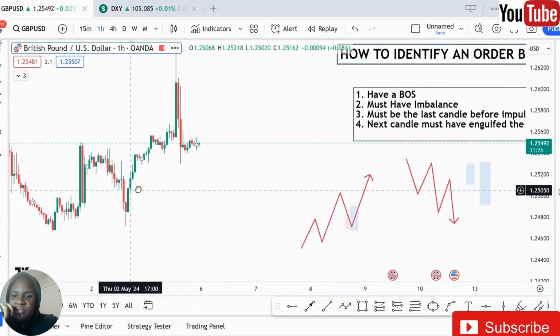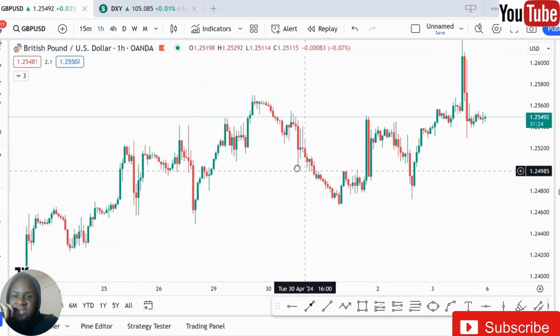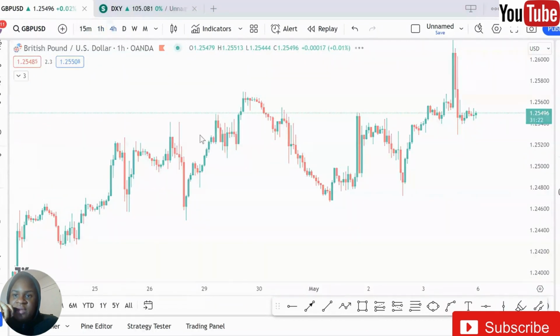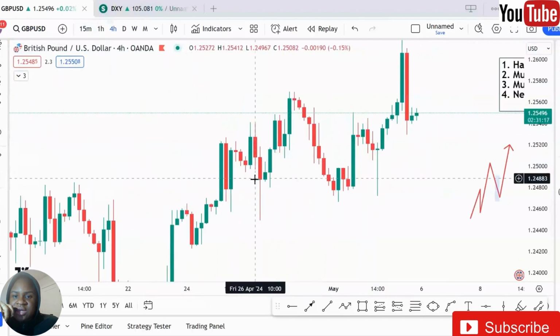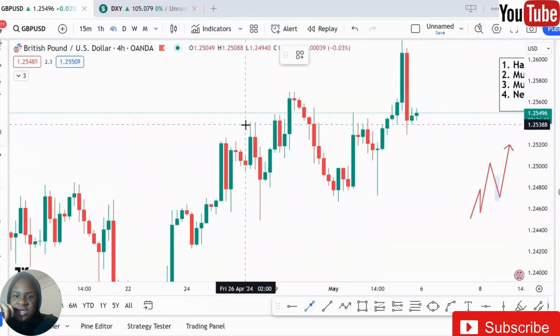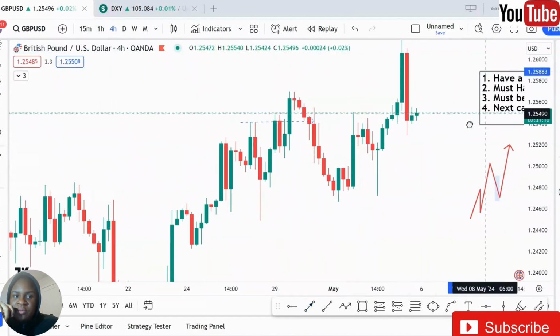Going to the charts now, I'm going to show you some examples. Well, this is the live market. You can see now, if I go back to my 4 hours chart, you can see that there was a break of structure here. Can you see it? There was a break of structure here. That is rule number 1, right?